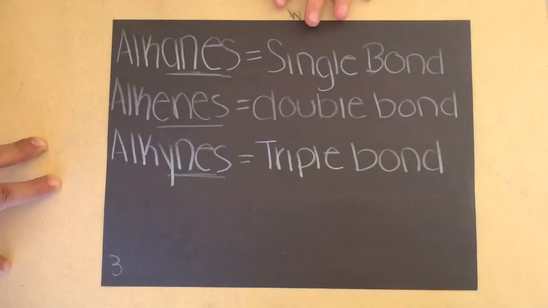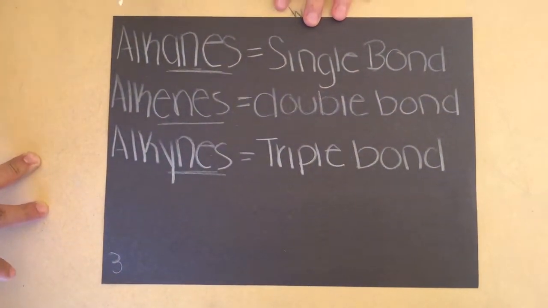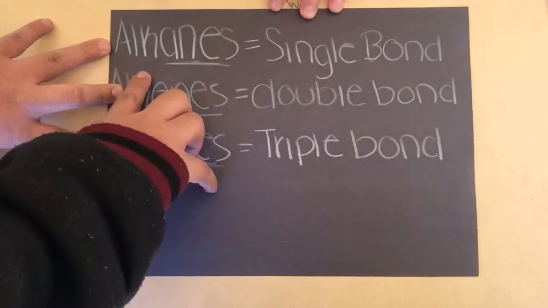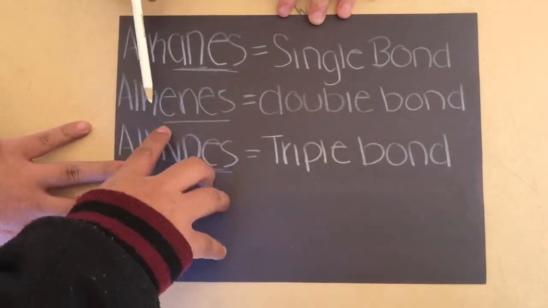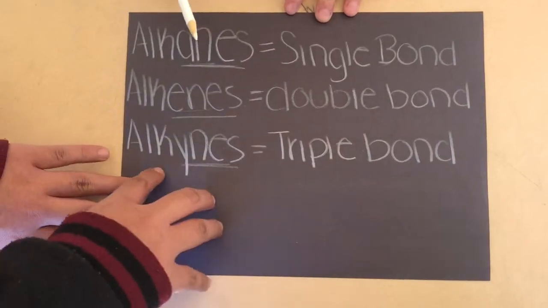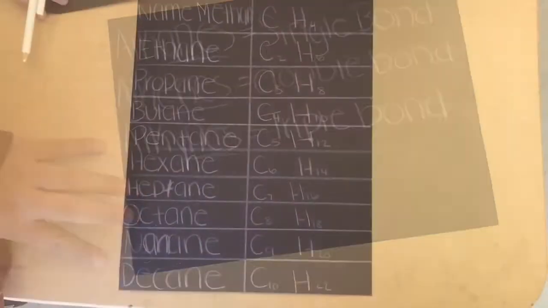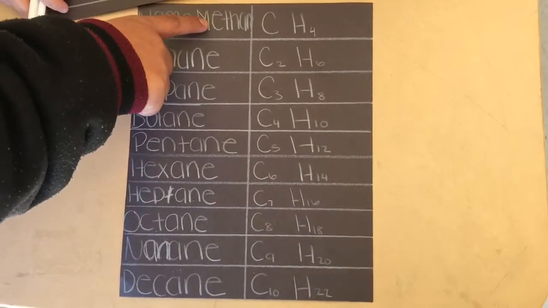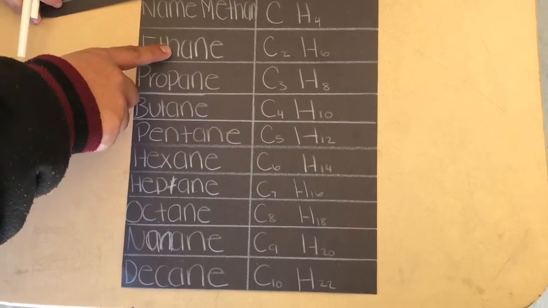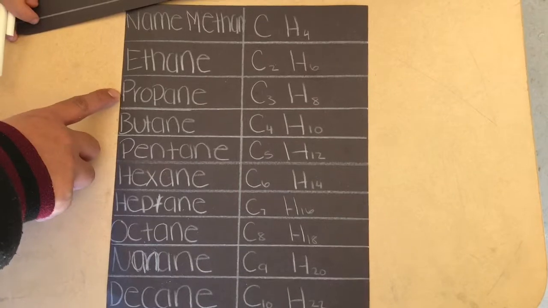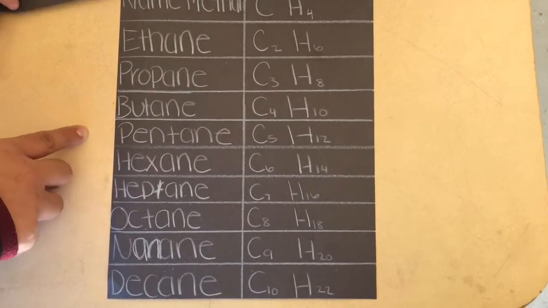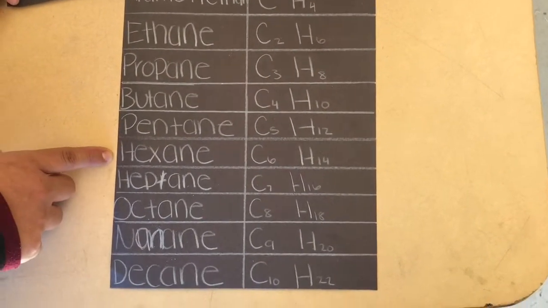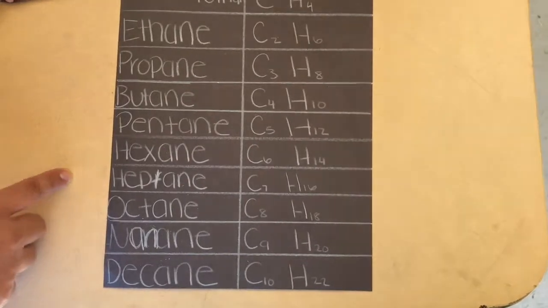Each alkane has a different amount of bonds. Alkanes have a single bond, alkenes a double bond, and alkynes a triple bond. So these are different names. This is methane. This is ethane. Propane. Butane. Pentane. Hexane. Heptane.